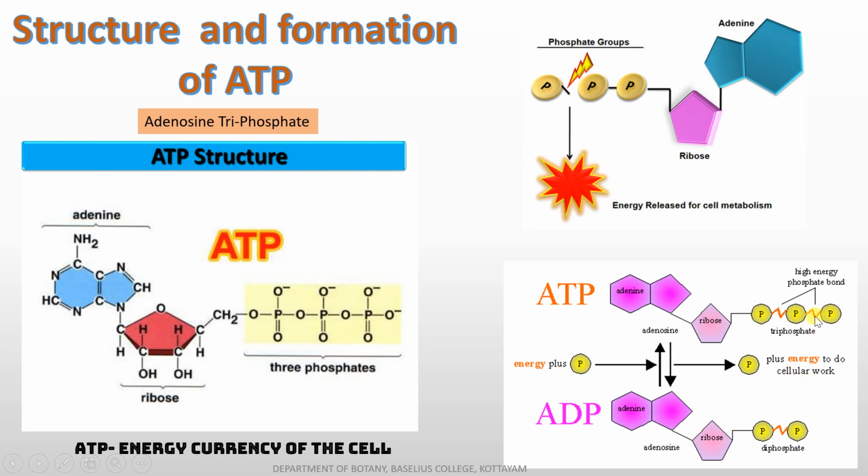In such situations, these high energy phosphate bonds are broken, and this phosphate group is released, phosphate plus energy, and it returns back as ADP. So the energy released during this reaction is used for cellular work. So this is all about ATP.